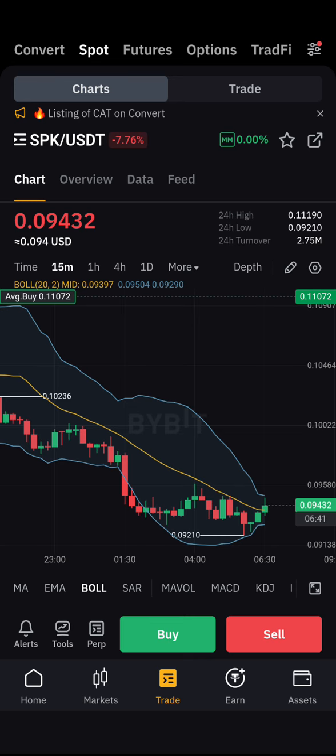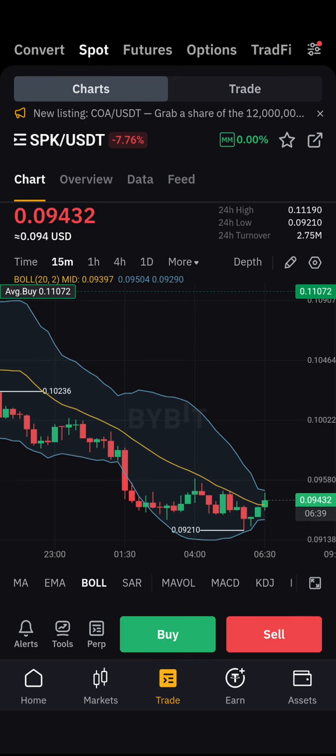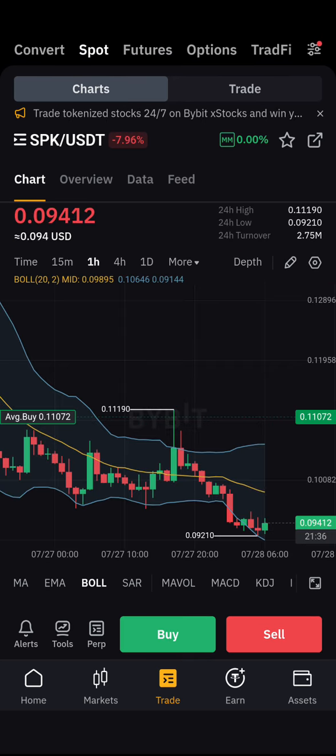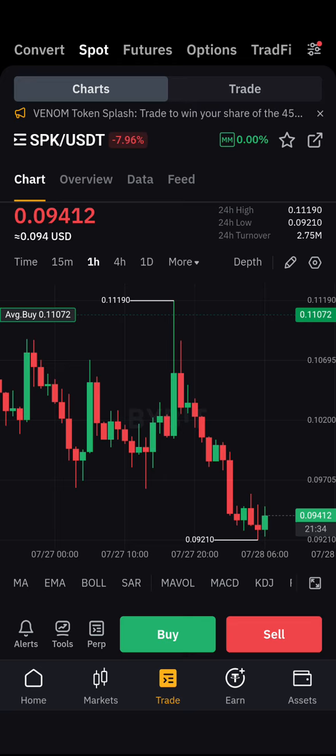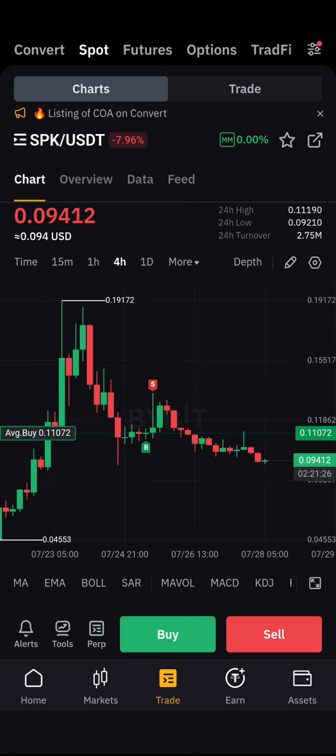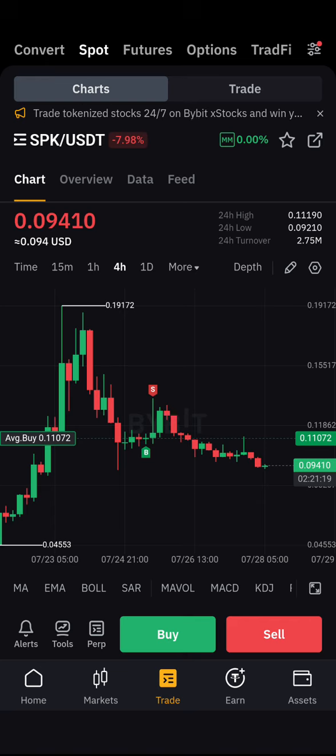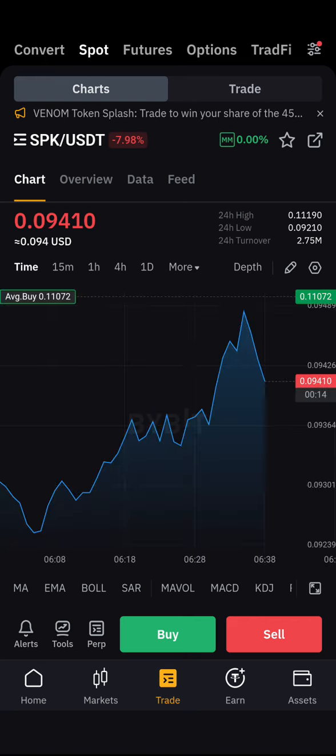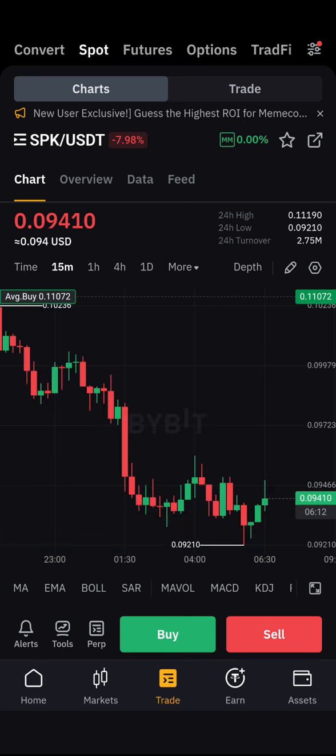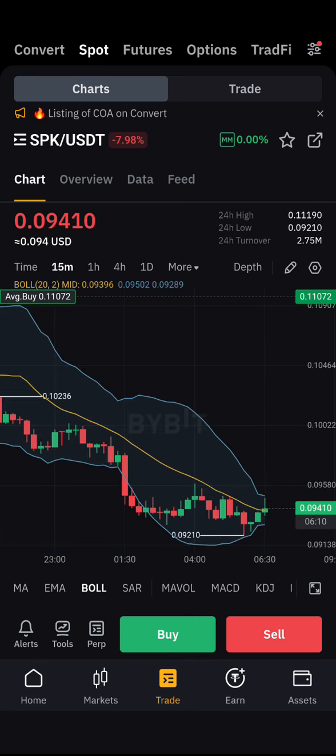So all you need to do is look at this coin carefully. Look at it on the 1 hour. Let's move the Bollinger Band and look at it. It was actually doing well in the past 1 hour. What about the 4 hours? It was also doing well, but along the line it started declining, which brought it to 0.0941 today. Going back to the 15 minutes, you can take a look at the Bollinger Band to see how exactly it's going now.